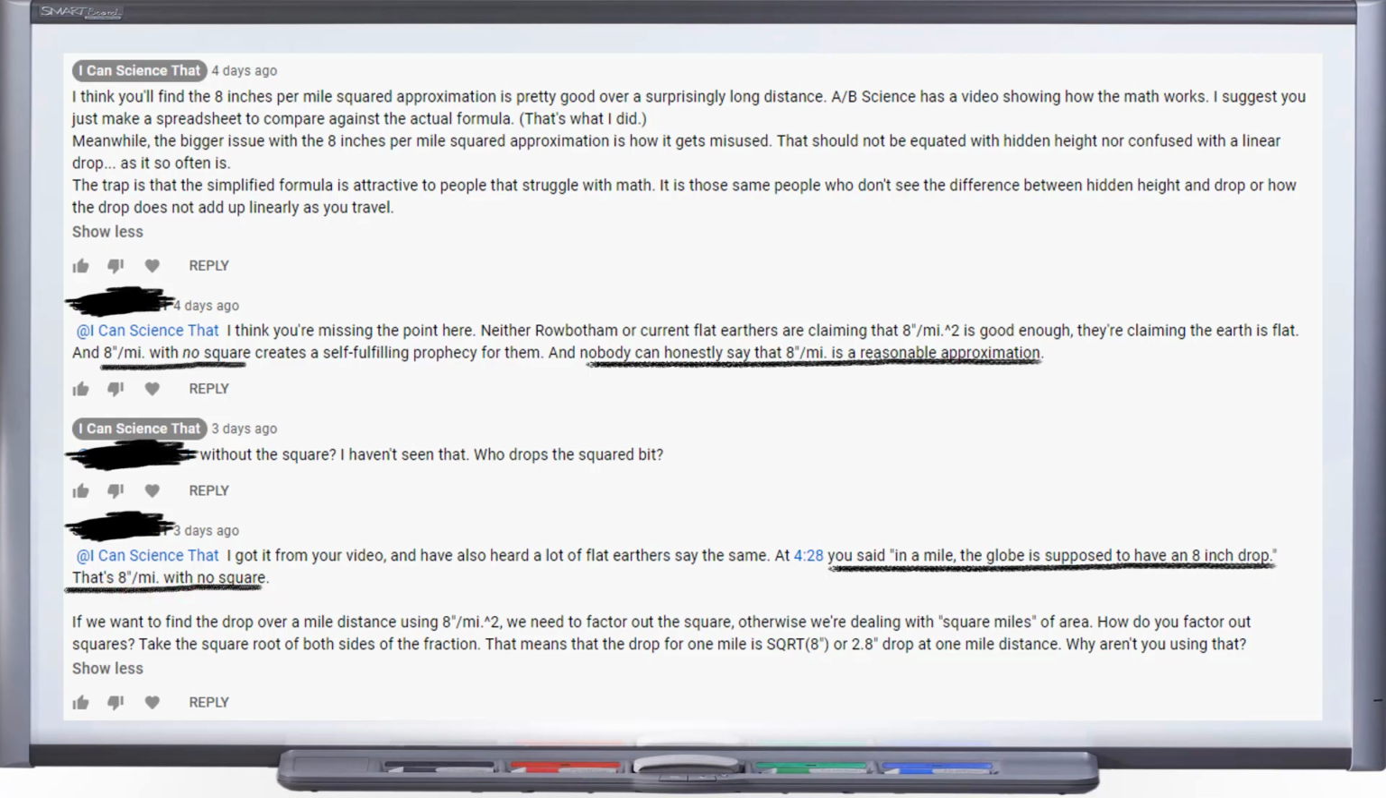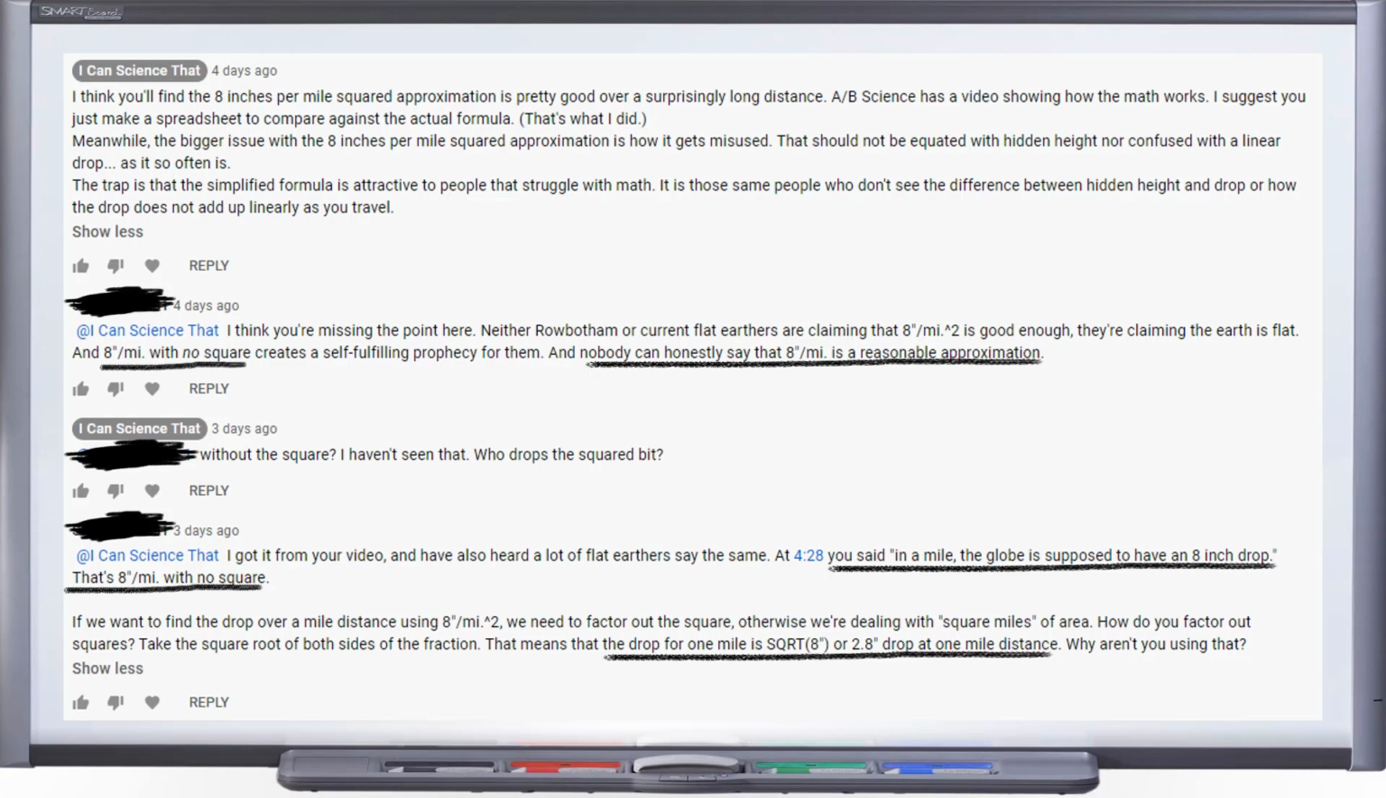It is 8 inches per mile with no square, but it's also 8 inches per mile with the square because 1 squared is 1. So, yeah, what does he go on to say? The drop for 1 mile, you have to take the square root of 8. And that's where he's gotten the 2.8 inches drop at 1 mile distance. Now let me reiterate, this person here is a glober. This is a globe believer who, in my opinion, according to my analysis, has made a mistake with the math and just needs to be corrected.